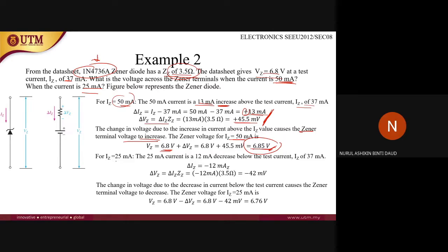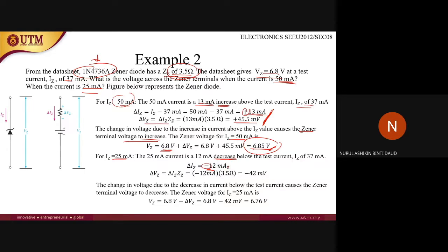Next, let's look at the voltage value when the current is decreasing, now to 25 milliampere. Just now the test current was 37 milliampere, and now the current applied is 25 milliampere. So what is the value of the voltage? Delta IZ is minus 12. Why is it minus? Because it is decreasing. How did you get 12? 37 minus 25, so it is minus 12 milliampere.